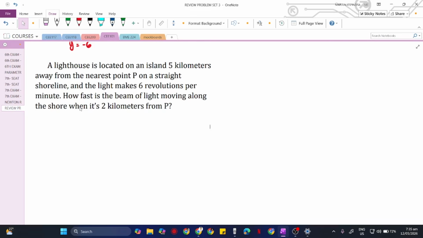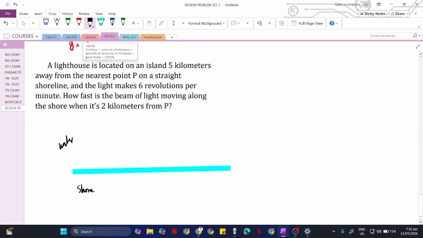So, paano natin to isa-solve, class? Gawa tayo ng lighthouse. Gagawin natin, we are viewing the lighthouse from space, kumbaga. So, meron tayong shoreline. Pagpalagay natin, ito yung shoreline natin. Water na to dito. Ito yung shore. Then, this is the island. A lighthouse is located on an island. Okay, island to. And then, dito, meron tayong lighthouse.